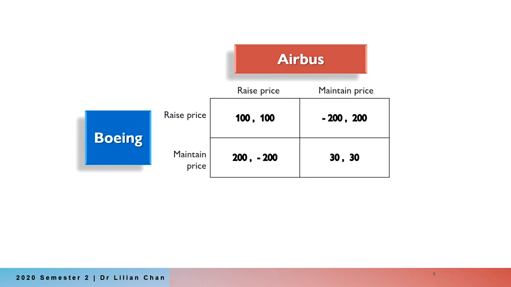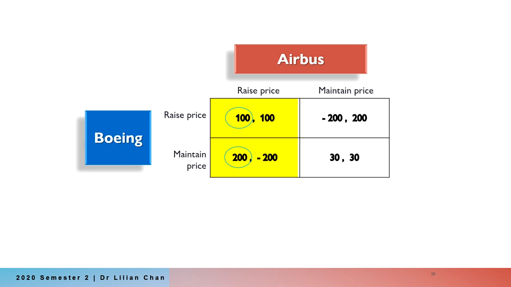So let's start analyzing this game. We usually start the analysis from the point of view of player 1, which in this case is Boeing. If Airbus raises its price, you can see the figures faced by Boeing, which I've circled for you here. Which strategy should Boeing choose?